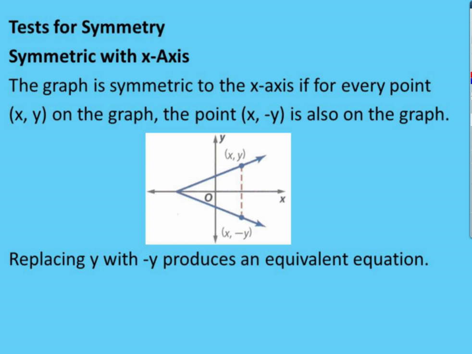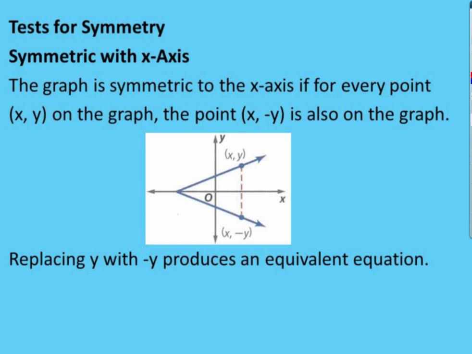The first type is symmetric with respect to the x-axis. We know our graph is going to be symmetric about the x-axis if you can fold it over the x-axis and it matches up. We also can look at this from points if you don't have the graph. If we have a value of x and positive y, and we also have a value of x and negative y, then it would be symmetric about the x-axis.